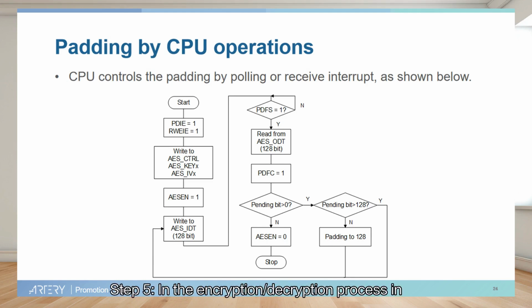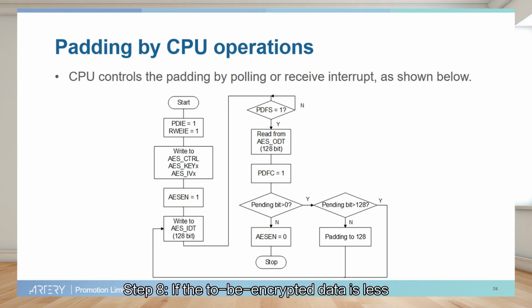Step 5. In the encryption or decryption process in chaining mode, CPU accesses the AES output data register AES_ODT four times to get the processing result. If it is the additional authentication data with GCM and CCM, skip this step. Step 6. Write 1 to the PDFC bit in the AES_FCLR register to clear the PDFS bit. Step 7. If the to-be encrypted data is larger than 16 bytes, that is, more than 1 data block, repeat steps 3 to 7.